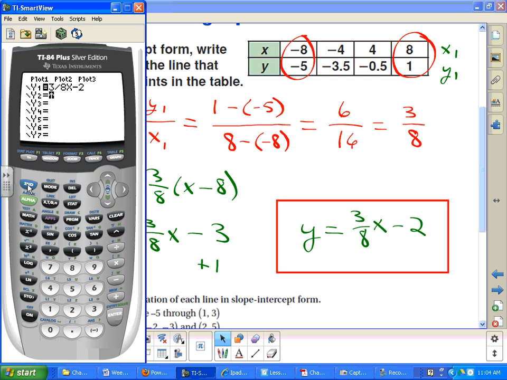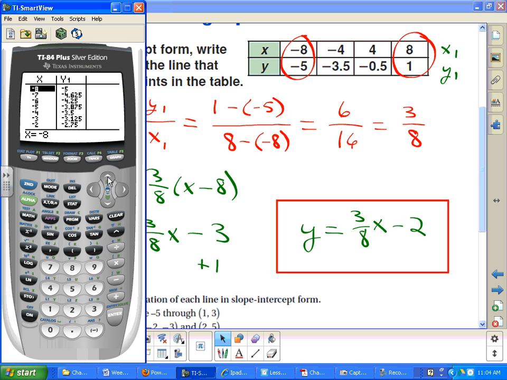And then I can go to the table and check my numbers. So at 8, I have 1 here. At positive 4, I have negative 0.5. Okay? So those match. If I go up to negative 4 is negative 3.5. Negative 8 is negative 5. Okay? So a way you could check it.